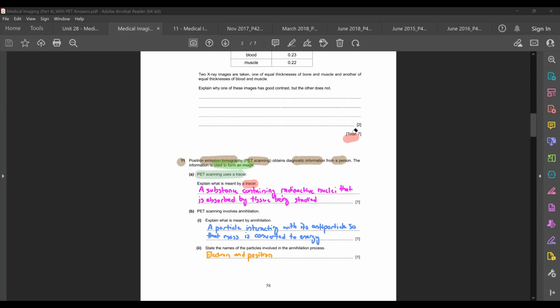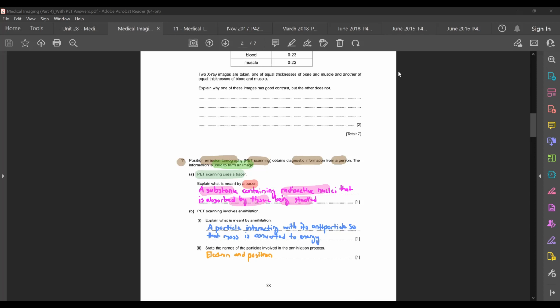A tracer is simply a substance containing radioactive nuclei that is absorbed by the tissue being studied. Okay, so this is what a tracer actually is. Specifically for PET scanning, you want a tracer that emits beta plus particles.